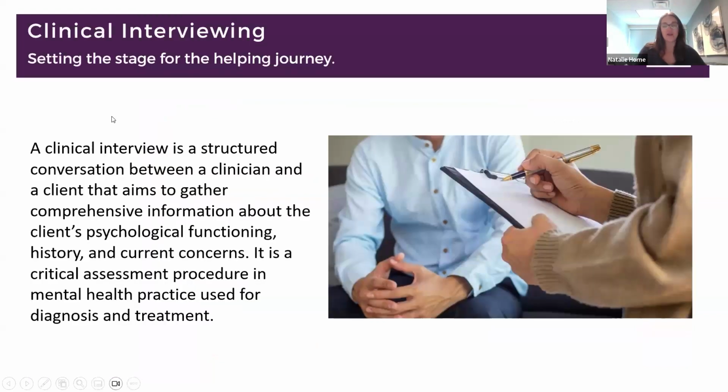So now that we've gone through all the different sections of the assessment, we're going to talk about clinical interviewing. So the way that we're actually gathering this information from a client. So we're having a structured conversation with them to gather comprehensive information about their functioning, history, and current concerns in order to inform our diagnosis and treatment.